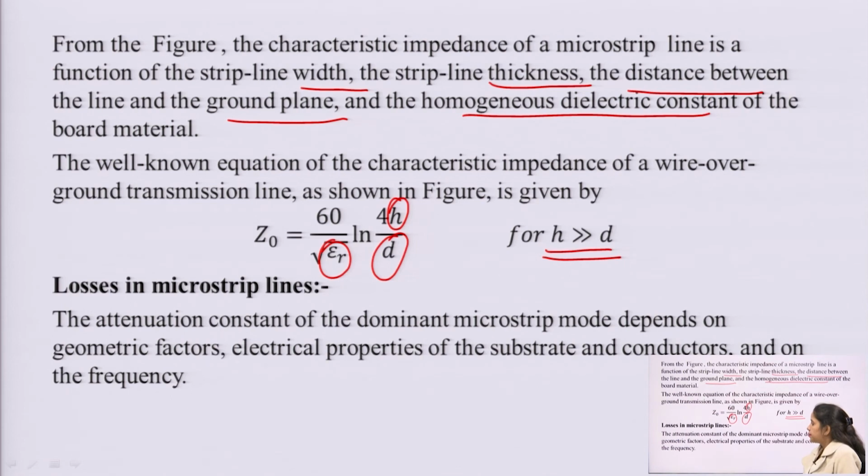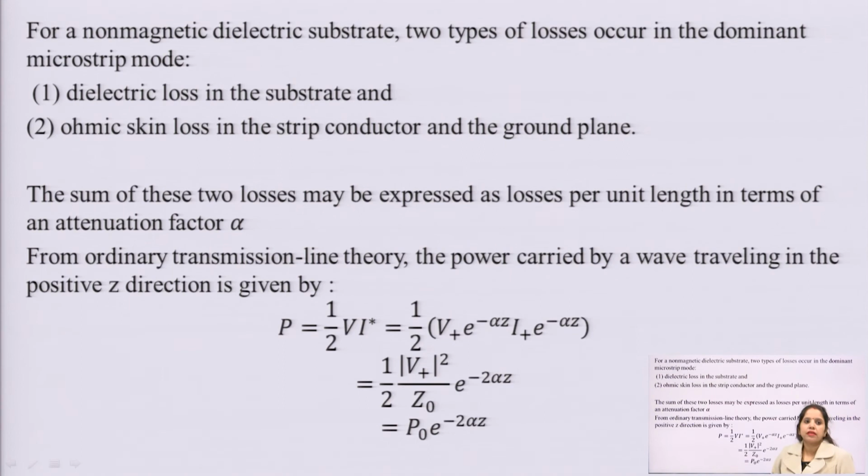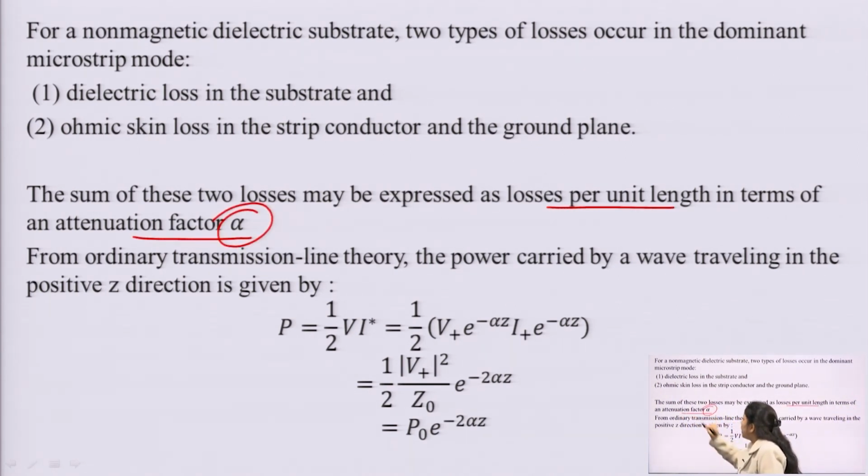Now, losses in the microstrip line. The attenuation constant of the dominant microstrip mode depends upon geometric factors, electrical properties of the substrate and the conductors, and on the frequency. So, the major types of losses which occur here are the dielectric losses in the substrate and the ohmic skin losses in the strip, and losses are expressed per unit length in terms of the attenuation factor, that is our alpha.